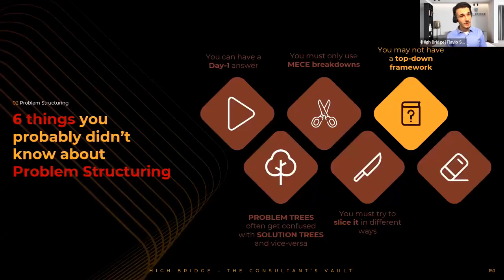You may not have a top-down framework, right? Maybe you have to brainstorm first in order to be able to solve the problem, right? And finally, it's an iterative process.